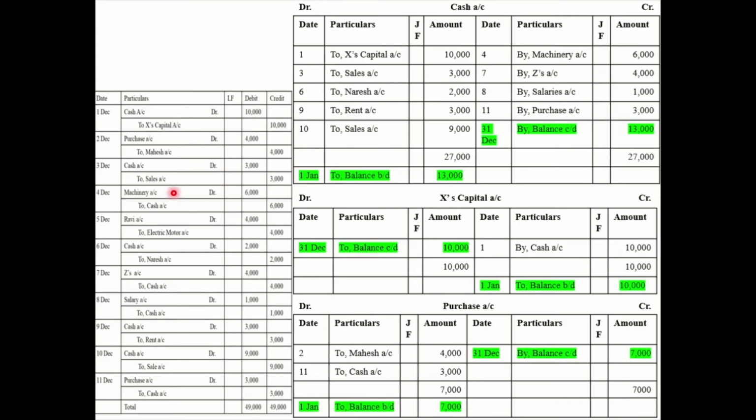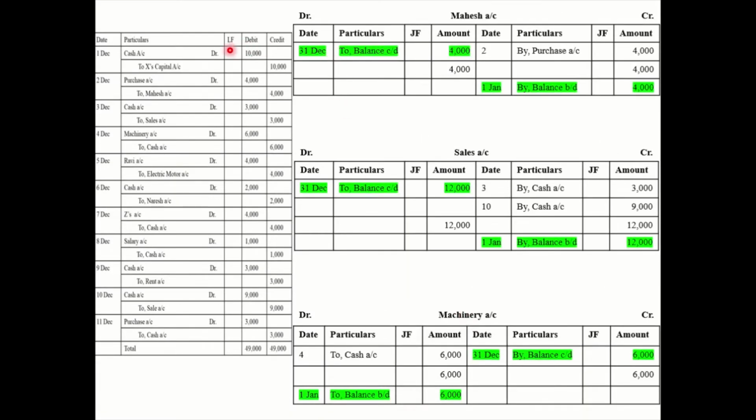Okay, there is no date in which a purchase account entry is on the credit side. That's why, to balance both the sides, the debit side is 7,000. To balance the credit side, we need to add the balancing figure, that is 31st December by balance carry down rupees 7,000. Now both the sides are equal, 7,000, 7,000. This is the closing balance on 31st December. This will be the opening balance for 1st January, that we write down on the opposite side. Okay, 1st January to balance brought down 7,000. This is the purchase account ledger.